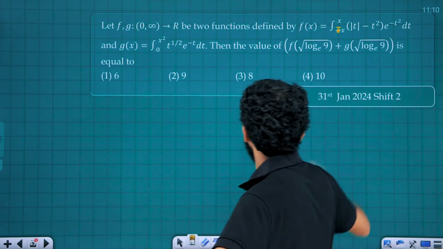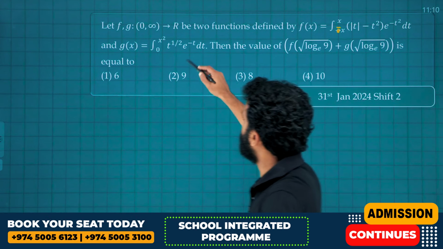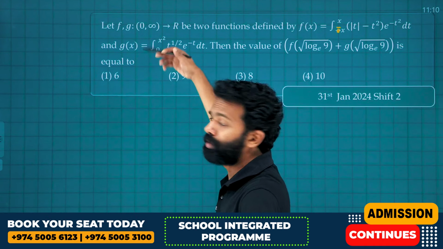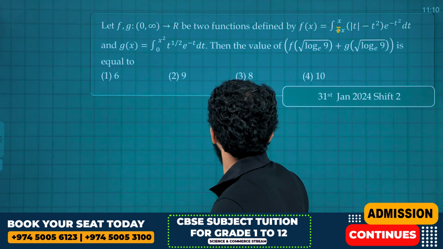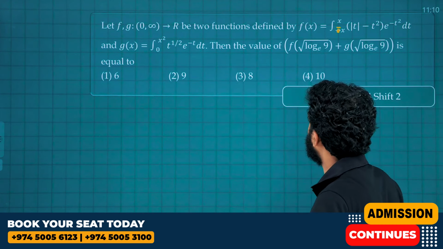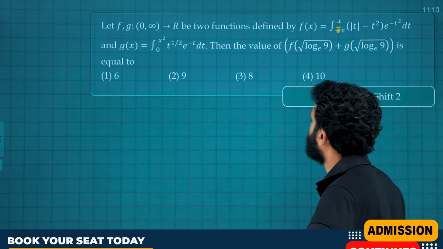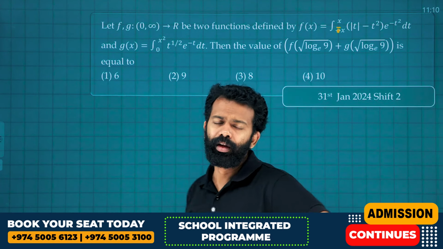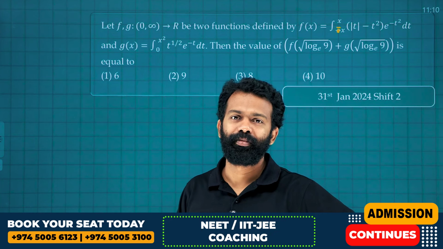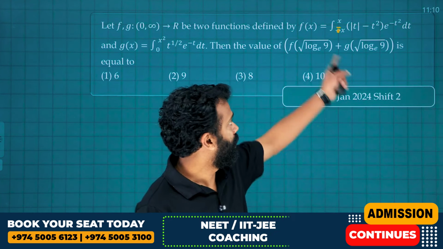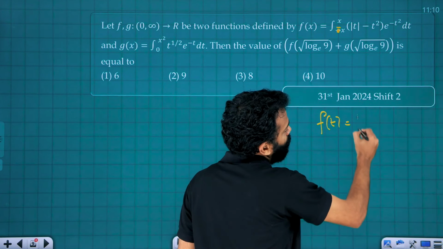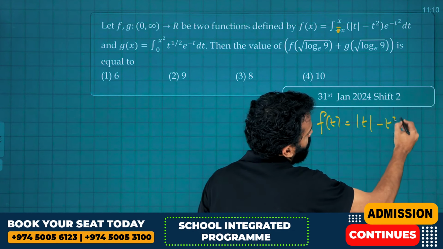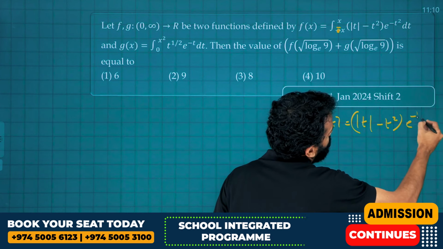Let's do one thing. First, we need to free this. It will be better if you free this integral from the upper limit and lower limit. For that we need to go for Leibniz rule. And before that, we need to formulate this one. F of x is equal to the integral from minus x to x of mod t minus t square e raised to minus t square, right? It's an even function, right? Take this as t, that is, f of t is equal to mod t minus t square into e raised to minus t square.